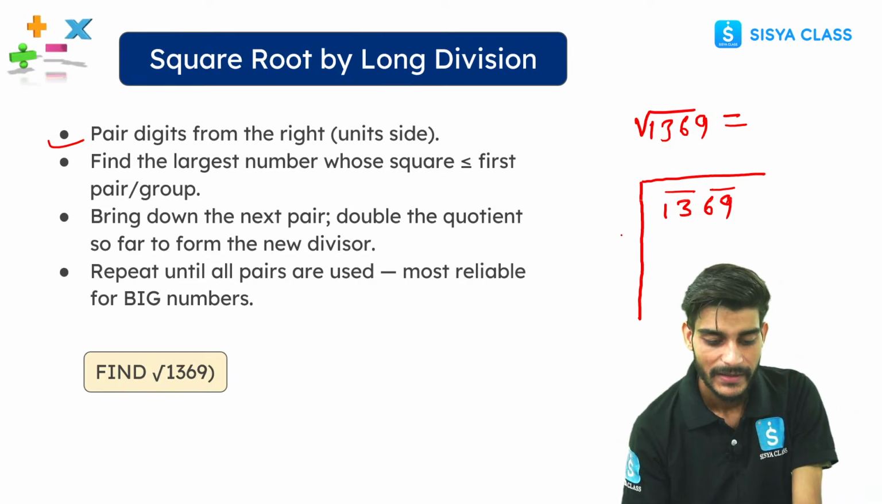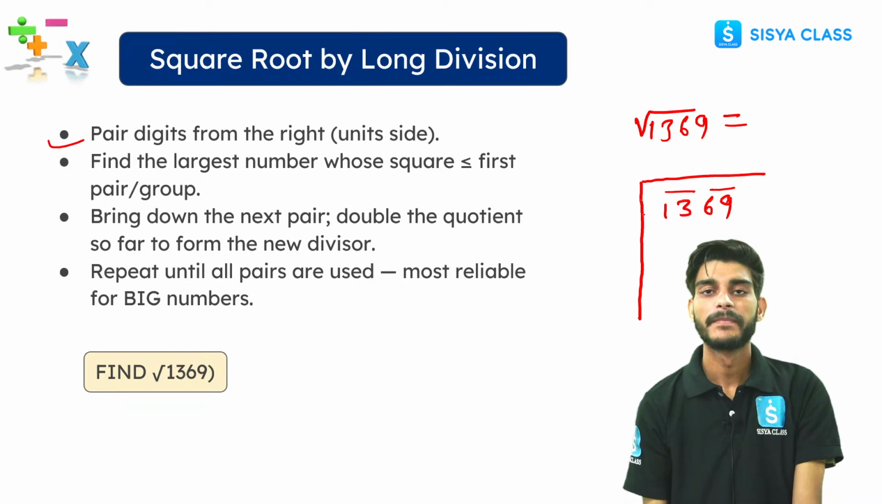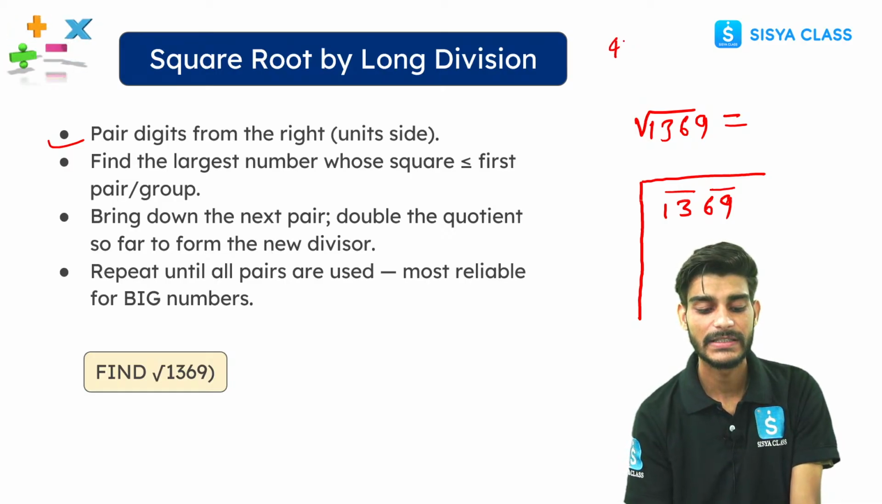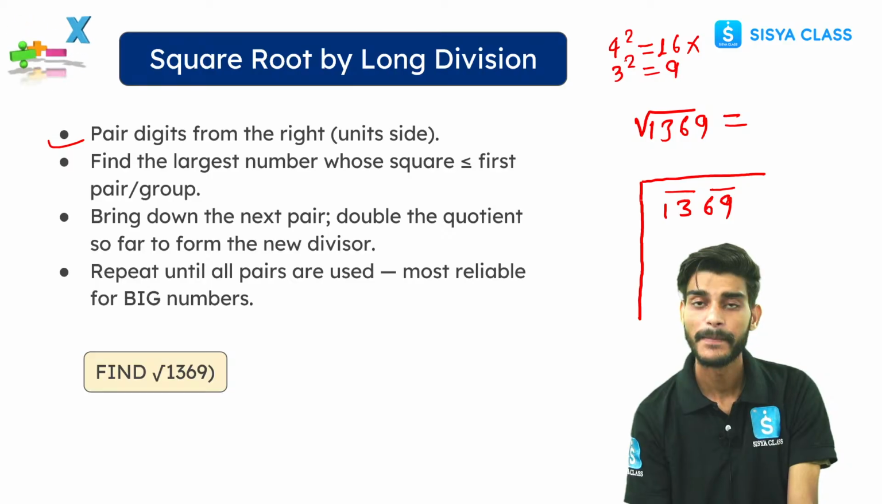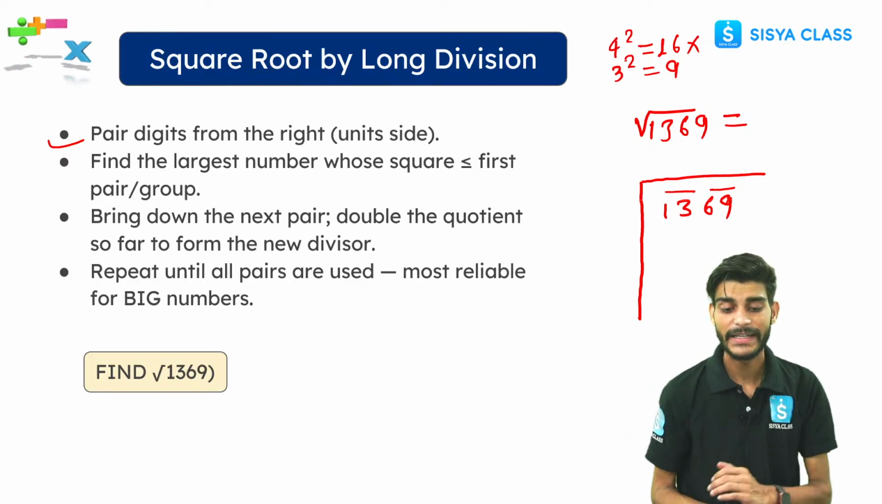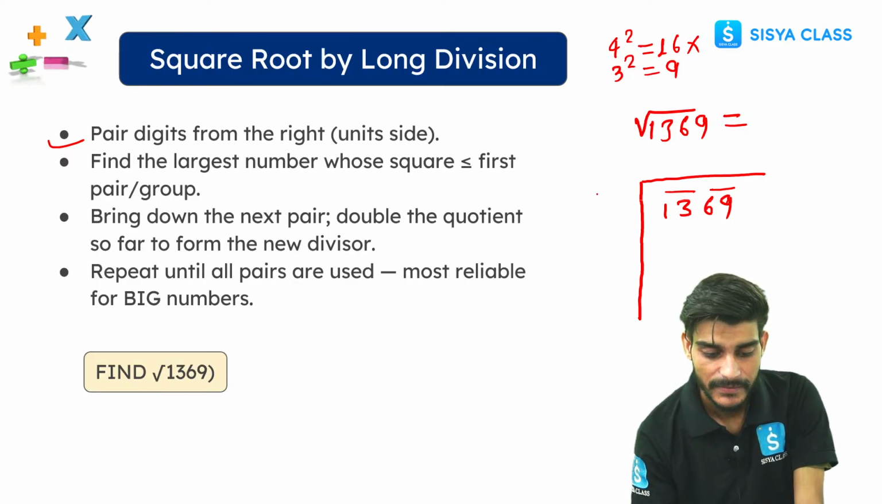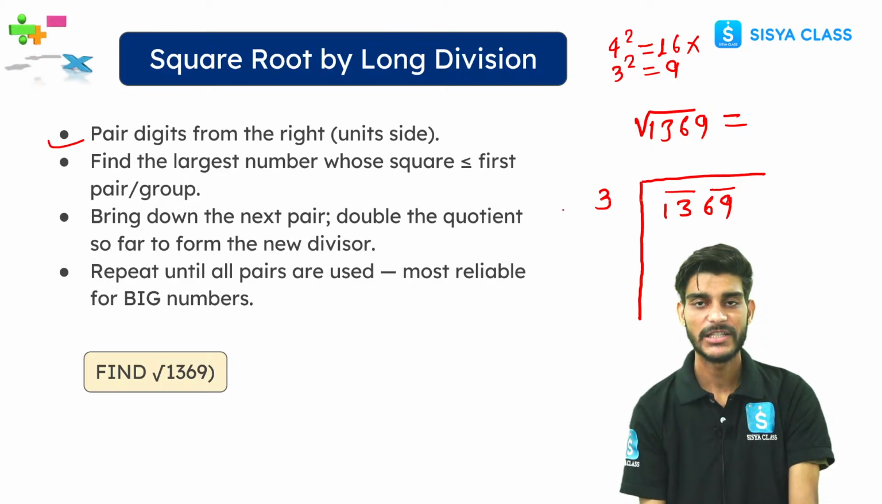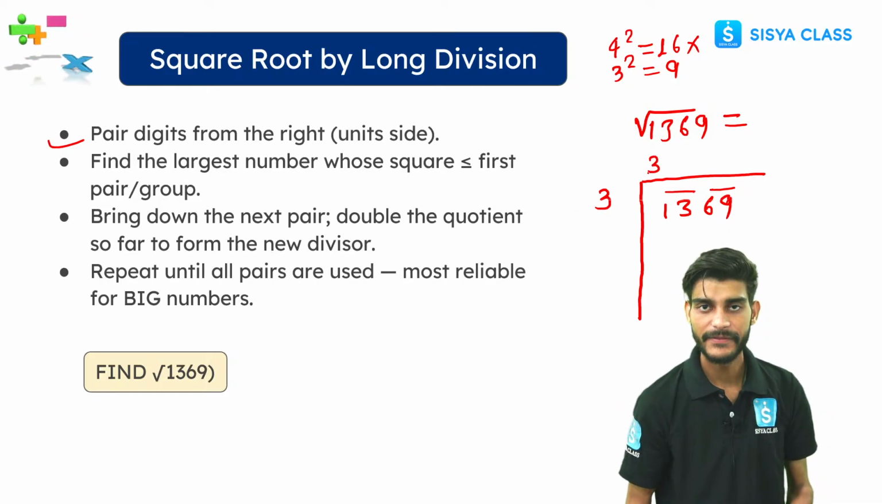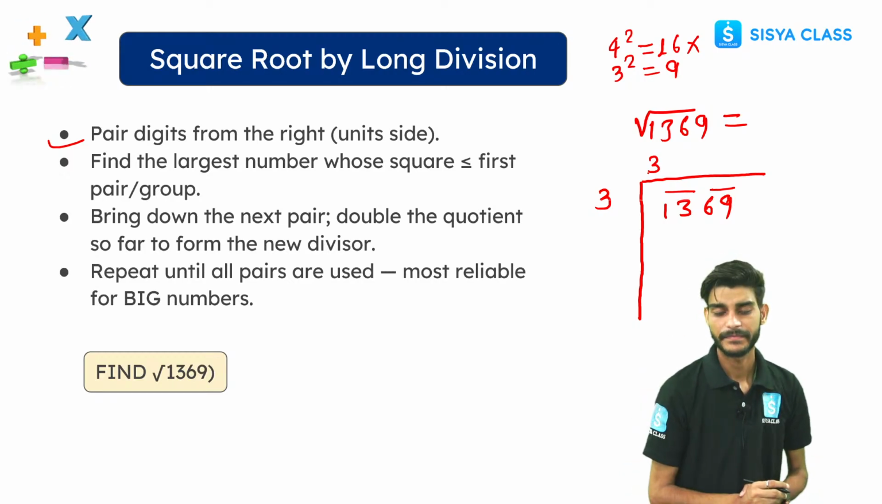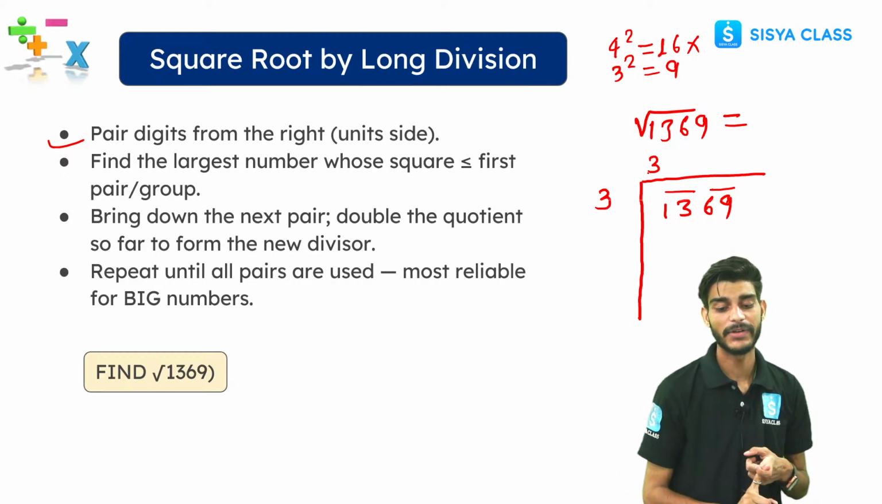So let's find it. What is the square of 4? Square of 4 is 16, which is greater than 13. So I cannot choose this. What is the square of 3? Square of 3 is 9. Right? So I'll write 3 here. Yes or no? I write 3 here and 3 at the top, 3 at the left and 3 at the top. This is the first step that we have to do.